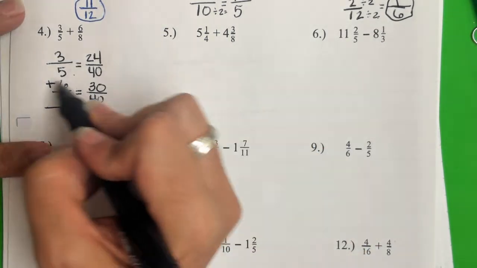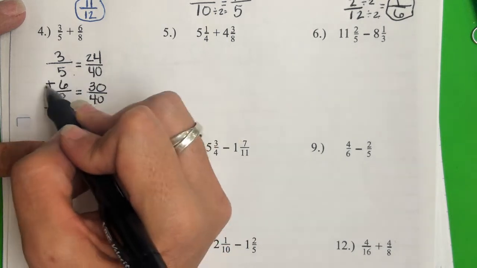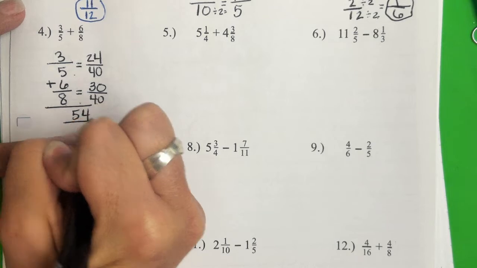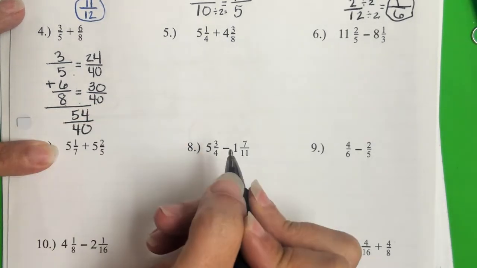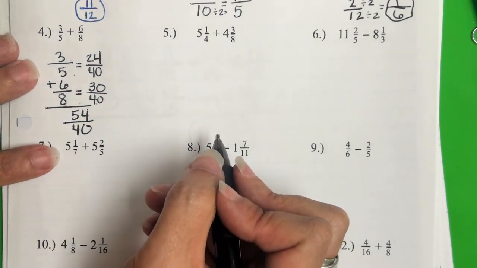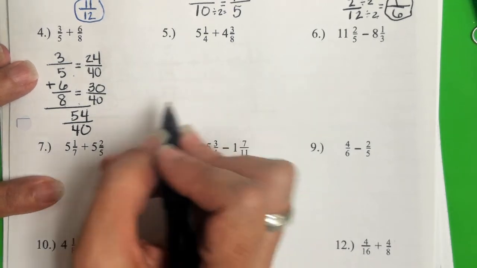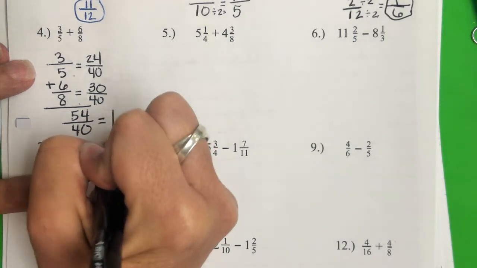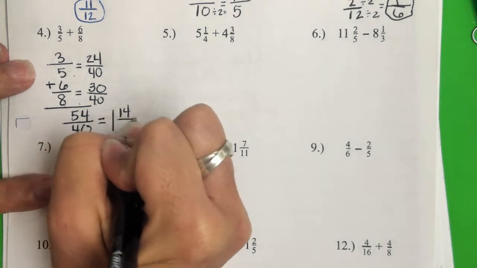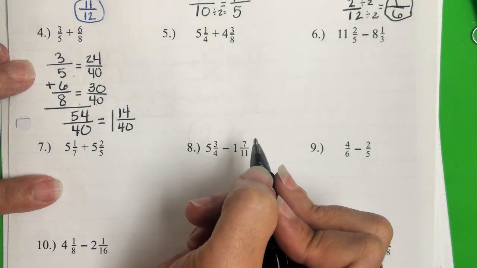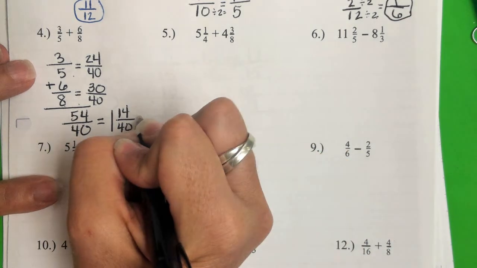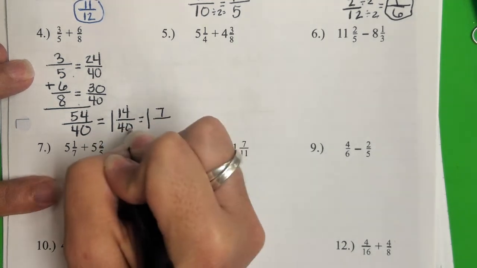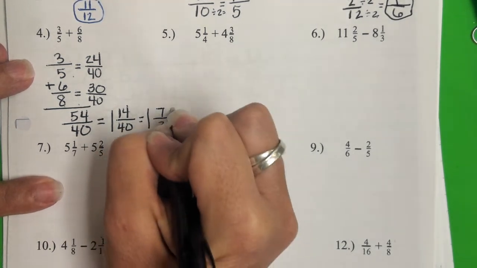Okay. Adding, thank goodness. 24 plus 30 is 54 over 40. Which is 1 and 14 40ths. You got it. We got to change that improper to a mixed. It would be 1 and 14 40ths. What goes into 14 and 40? 2. So 2 goes into 14, 7. 2 goes into 40, 20.